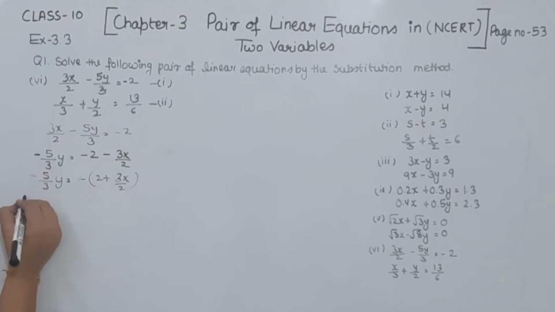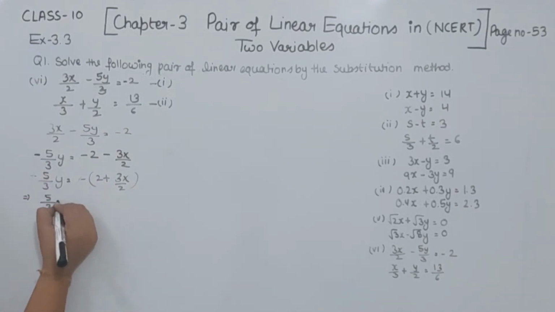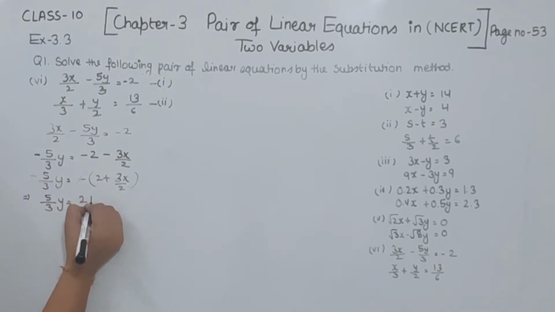So minus is cancelled from minus. Now we are having 5 by 3y as equal to 2 plus 3x by 2. This one we are having here. Now we are going to simplify this one first.